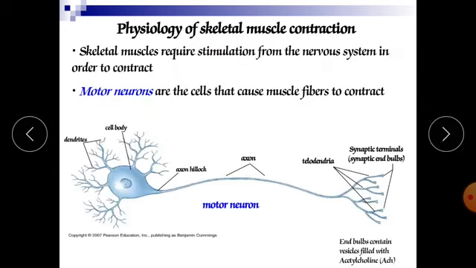Now this is the physiology of skeletal muscle contraction. How will skeletal muscle do its contraction? The skeletal muscle requires stimulation from the nervous system in order to contract. Without the nervous system, it is impossible to do the contraction, because these nerves are responsible for the generation of impulses and carry those impulses from one neuron to another neuron. So most neurons are cells that cause muscle fibers to contract because they are carrying the impulses.